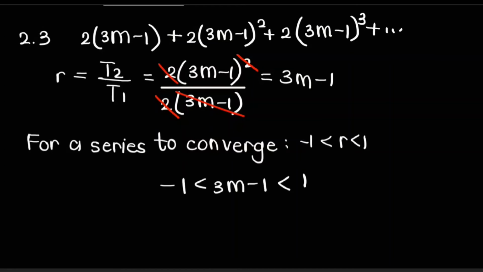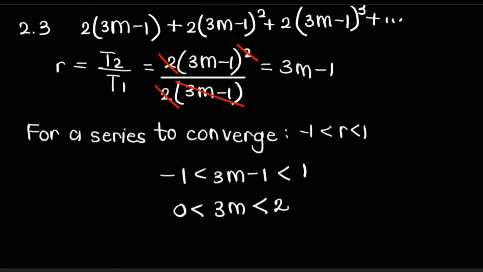And all we have to do here is work towards solving for m. So we want to get m alone in the middle. Now the first thing we want to cancel out is this -1. We can cancel out -1 by adding 1 throughout. On the left hand side, -1 plus 1 gives you 0. In the middle, the 1's cancel out, we're left with 3m. On the right hand side, 1 plus 1 is 2.